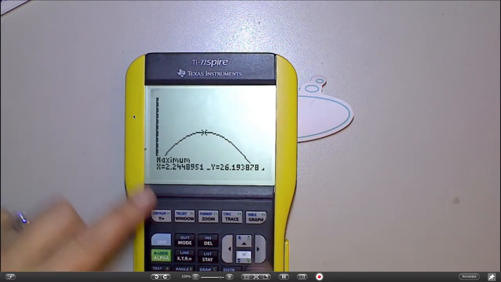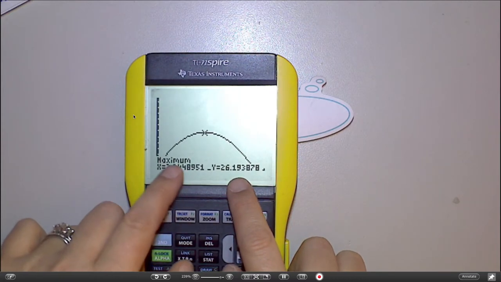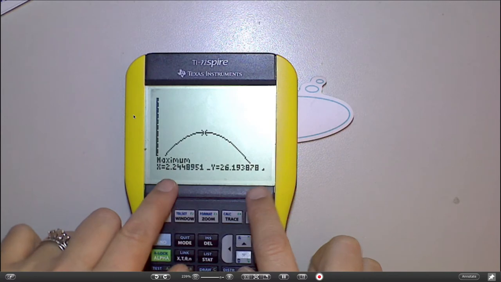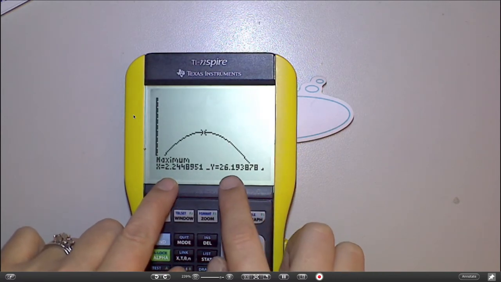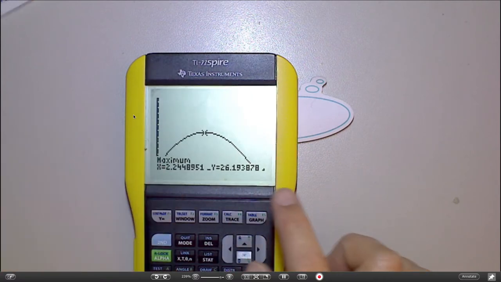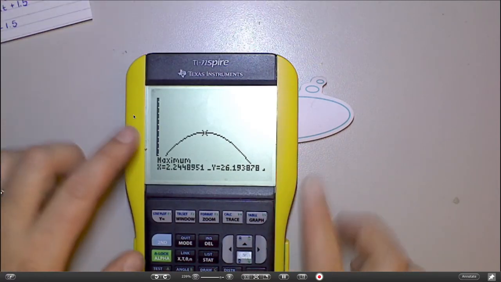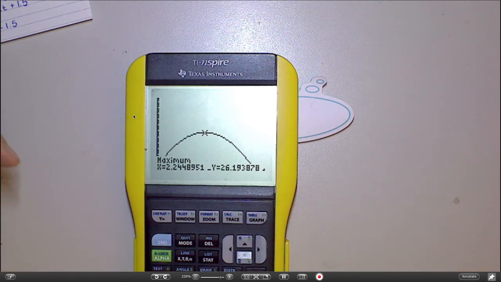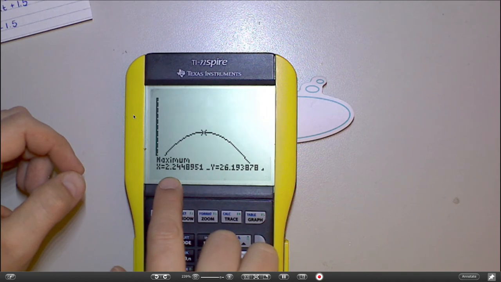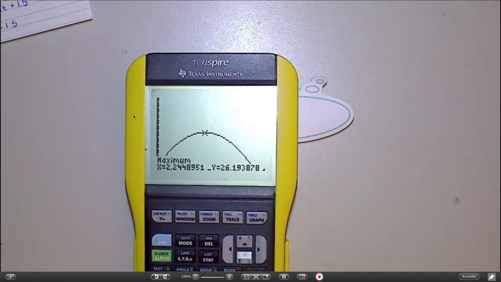Okay, and so this tells you the information that you need. Remember, in one of these problems, X is your time and Y is your height. So at 2.2 seconds, the ball will reach a height of 26.2 meters. And I know it's in meters because the original problem was in meters. So if the question asked, how long will it take to reach the maximum height, that would be 2.2 seconds. If it asked you, what is the maximum height, that would be 26.2 meters.